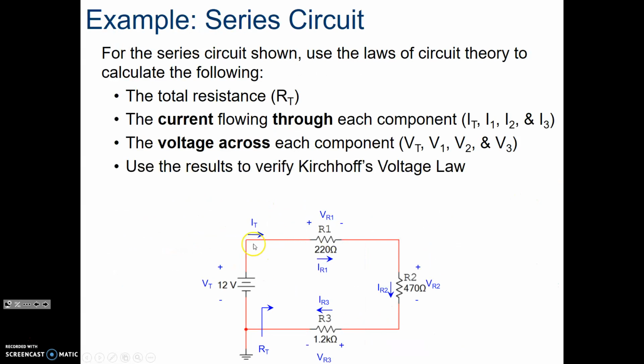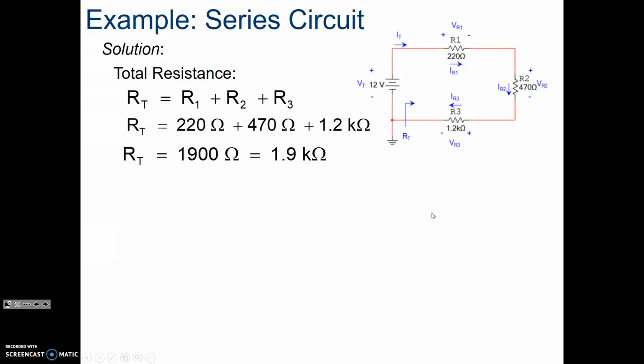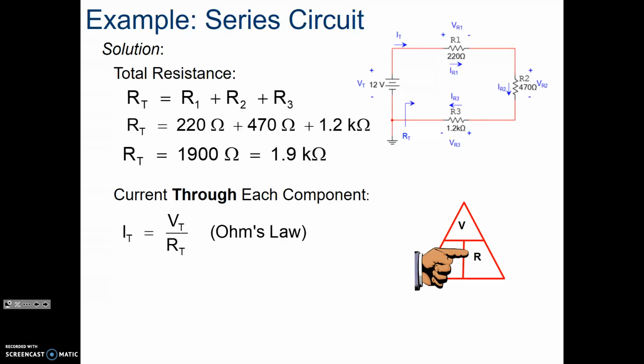Here's the same circuit again, and we're going to do it in 4 steps. First step is find the total resistance, then get the total current and the subsequent currents throughout each of them, then the voltages, and finally verifying Kirchhoff's law. So first, total resistance, you just add them all straight up. 220 plus 470 plus the 1.2 kilo, or 1,200, and that gives you 1.9 kilo ohms, or 1,900.